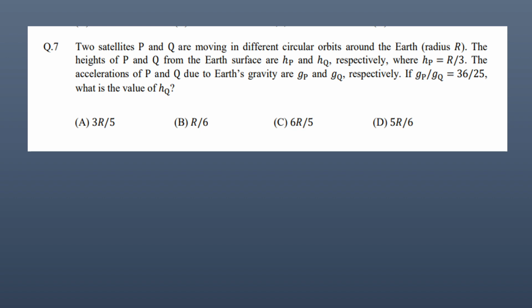So we have 4 options: A, 3r by 5, B, r by 6, C, 6r by 5, and D, 5r by 6.